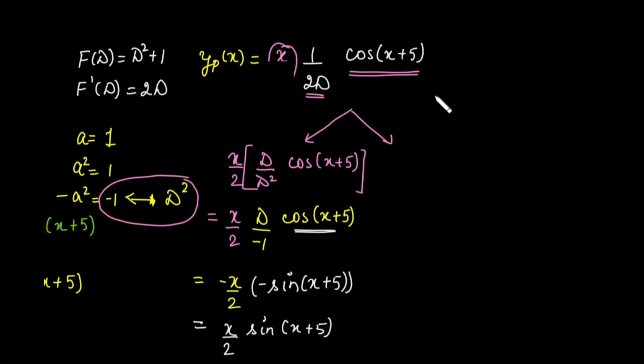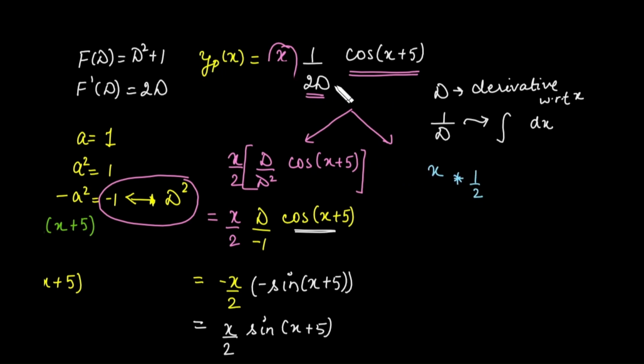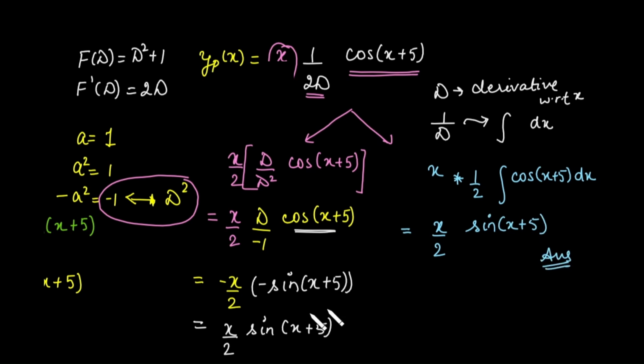And the second way: d stands for the derivative with respect to x. If I take 1 by d, that is the antiderivative, and the antiderivative gets converted into the integration with respect to x. So from here we can write x by 2 as it is, and 1 by d gets converted into the integration of cos x plus 5 dx. So this is equal to x by 2 times the integration of cos, which is sine x plus 5, and that is the final answer. So you can check that in both cases we are getting the same answer. Either you can follow this step or this one, only in the case whenever we have the 1 by d form.